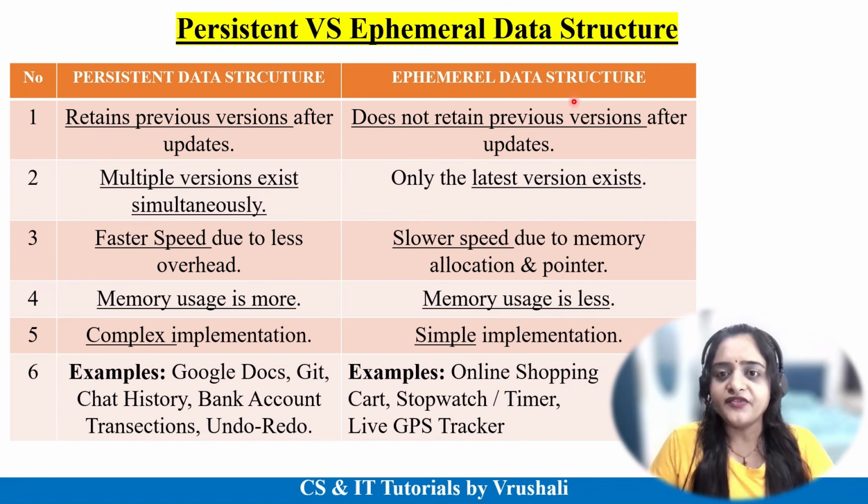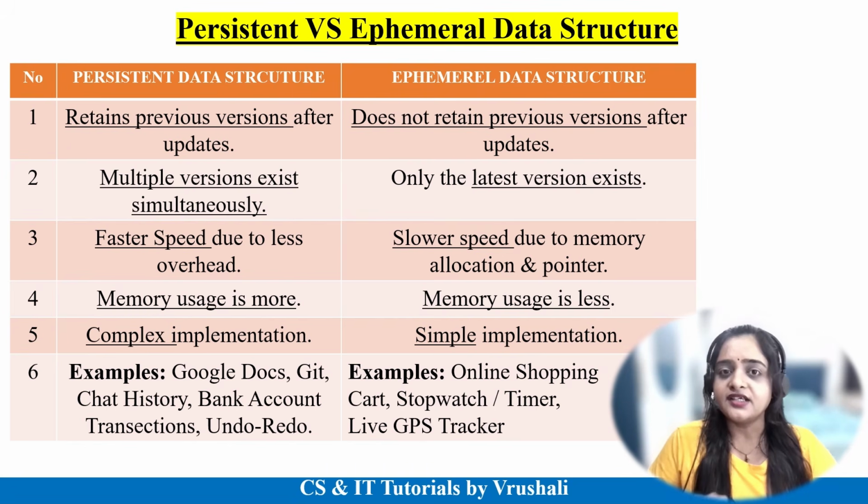Now, in ephemeral data structure, the best example again is online shopping cart. You can store different models or different products in your shopping cart, in your Flipkart, Amazon application. You can add and remove this cart anytime, right? So this is called as ephemeral data structure, like in stopwatch, timer, or GPS tracking.